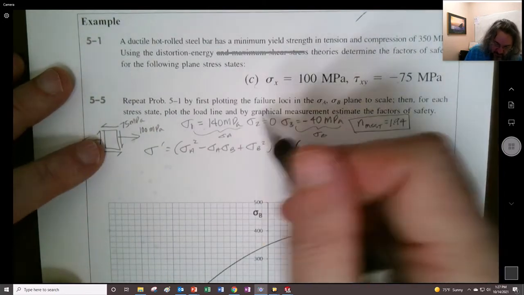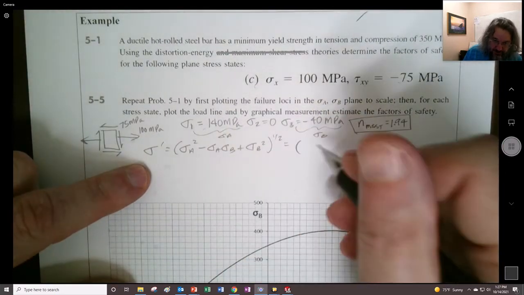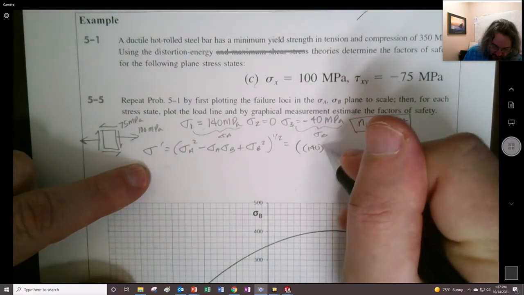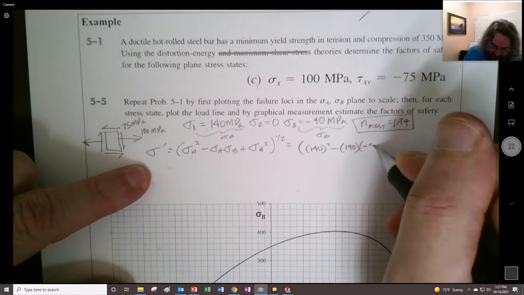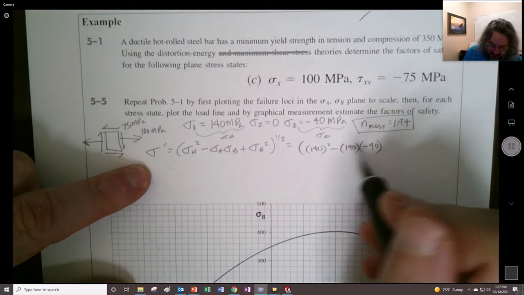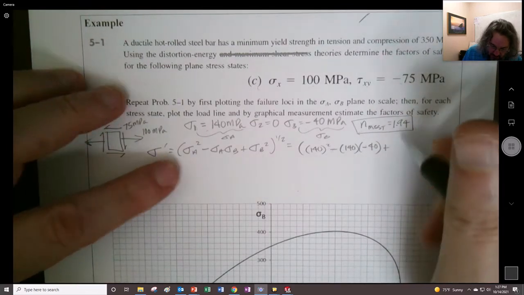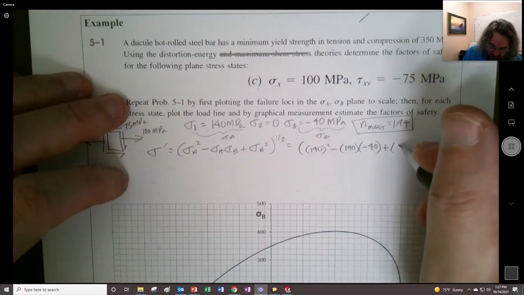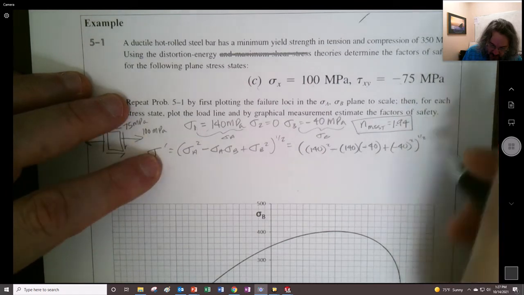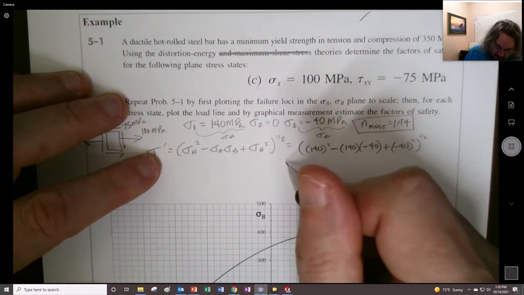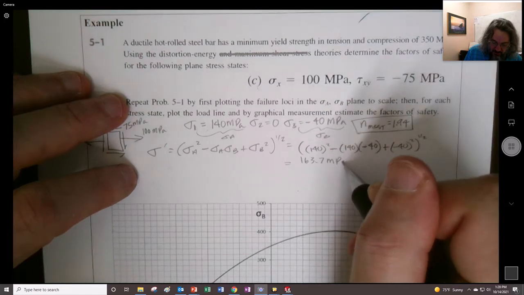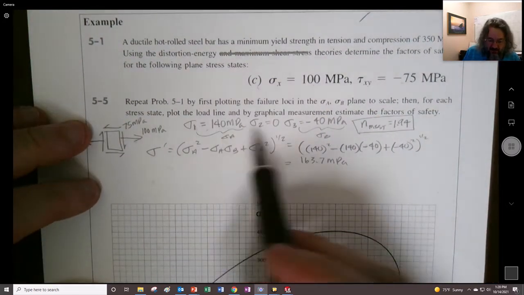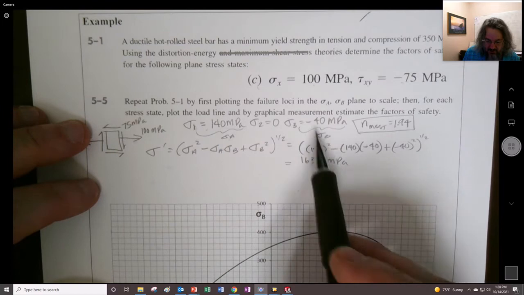So plugging these numbers in here, specifically because I want to address the minus sign there, 140 squared minus 140 times minus 40, right? So you see that minus sign is going to play a role right in here. Whether it's in compression or in tension, we got a different answer, right? We got minus 40 here, but this is squared, so that one doesn't really matter. So the sign does matter right here, where it won't in some cases. 163.9 megapascals.